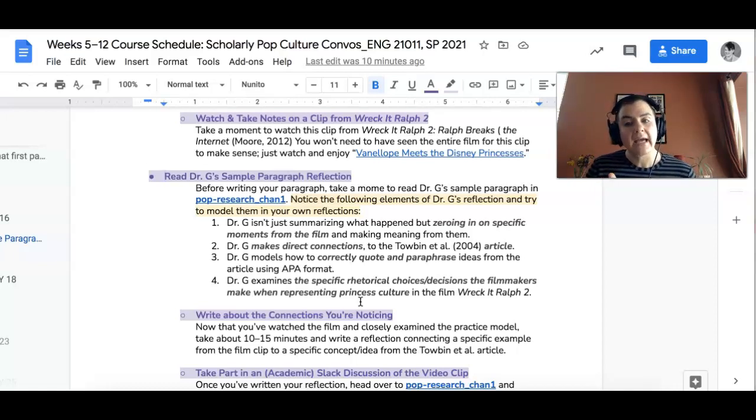Look at the strategies that I'm using to connect the article to Wreck-It Ralph 2, and also how, instead of just summarizing what I'm seeing in the film, what I'm actually doing is making the director of Wreck-It Ralph 2 more the subject of my sentences. So I'm focusing on the choices that the director is making in representing princess culture, right? And that's really important because that gets you shifting from summary, this is what happened in the film, which isn't analysis, to analysis, which is like, here's me zeroing in on specific choices that are being made and then drawing from secondary scholarship to explain why I think those choices are significant, right? That's analysis. And that's a key thing that we're going to be learning to do in this unit.